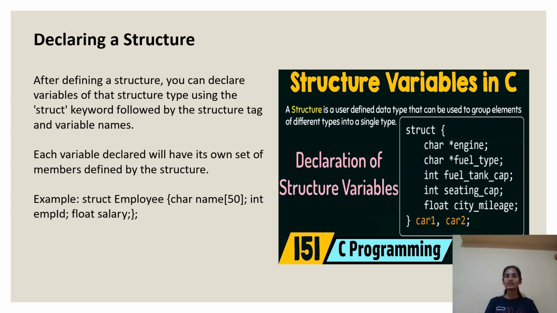Declaring a structure. After defining a structure, we can declare a variable of that structure type using the struct keyword followed by the structure tag and variable names. Each variable declared will have its own set of members defined by the structure. For example, struct employee, char name[50], int id, float salary.